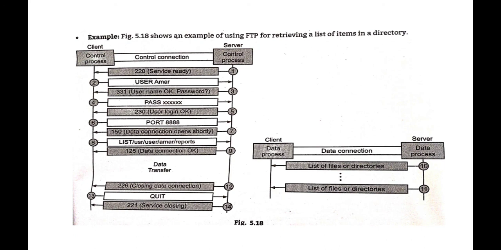After receiving the quit command, what does the server do? The server responds with the 221. So 221 means the service is closing, and then it closes the control connection. When the client sends the quit command, the server responds okay, and it responds with 221, service closing. It means that the entire connection is in closed mode. In this way, the data connection and data transfer work is done in the FTP protocol.